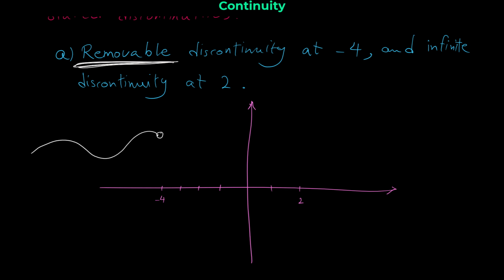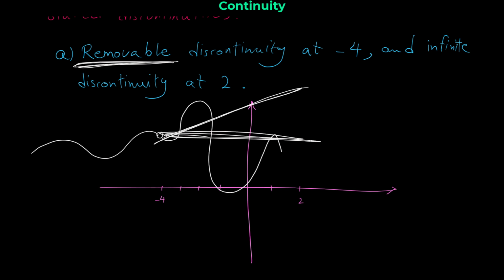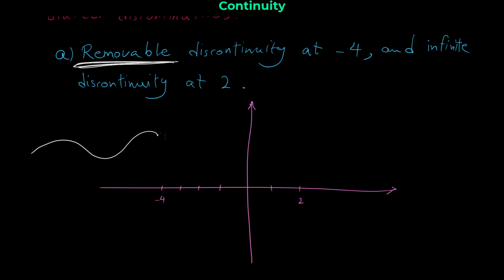But what about the right side of -4? Again, it's completely optional and it's up to you what you want to graph in the right side of -4. Maybe you graph something like this, or a horizontal line, or any other graph. Because we have no information, you can graph anything you want. It's completely optional. I graph something like this, but we have some information about 2. We have to have an infinite discontinuity at 2.